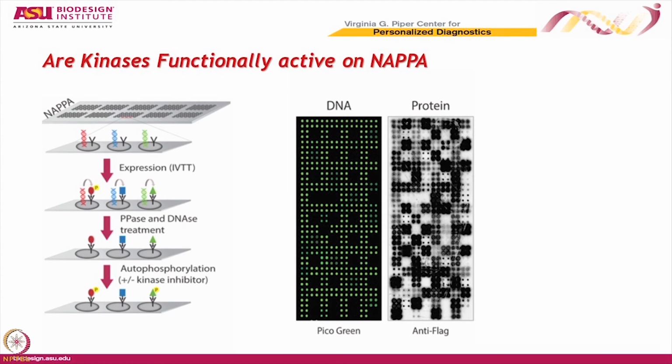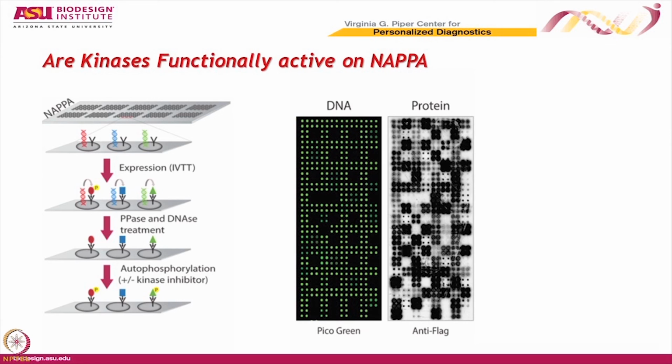And it's just a good point to remind you that we are not wedded to any one tag. We've done NAPPA with MYC tag, with FLAG tag, with GST tag, with HaloTag. It's a technology that can be used a variety of different ways. In this case, we happen to have all the human kinases in the FLAG tag, so we use the FLAG tag. And this gives you a sense that the proteins are well expressed where they should be, right?